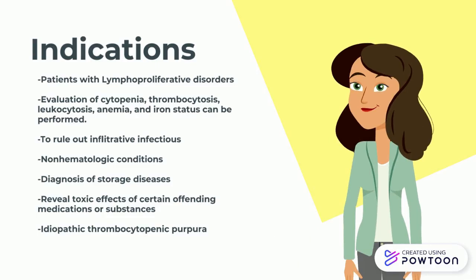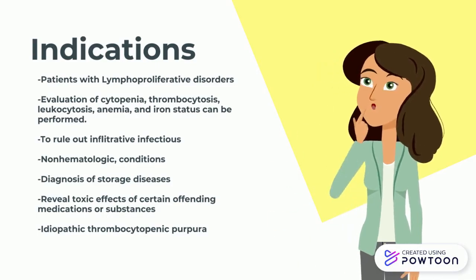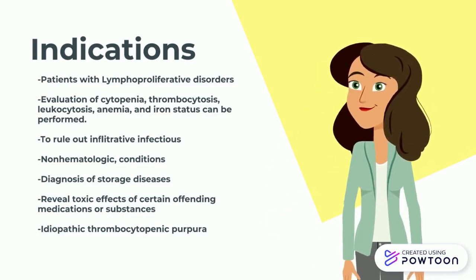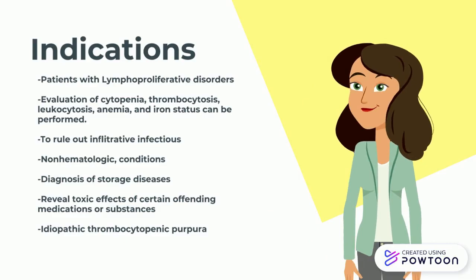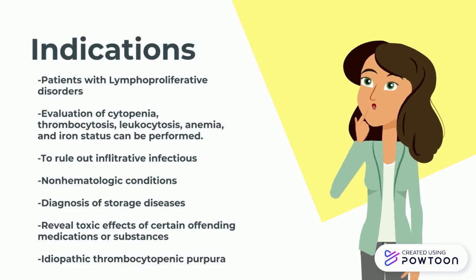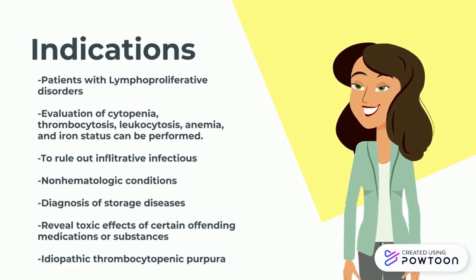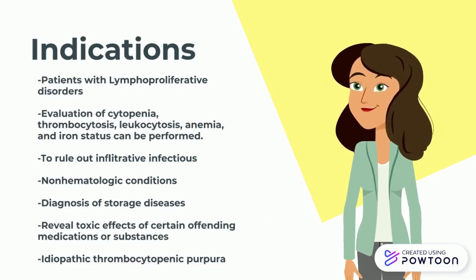the iron status. Bone marrow inspection is also done to rule out infiltrative infectious diseases such as fungal infections, tuberculosis, and other granulomatosis. It is also for diagnosing non-hematologic conditions and storage diseases, as well as revealing toxic effects of certain offending medications or substances, and for patients with idiopathic thrombocytopenic purpura.